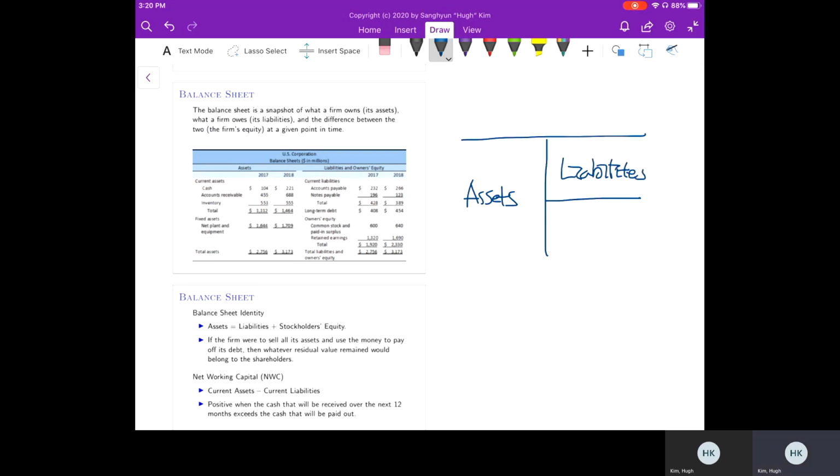and the difference between the two, which is owner's equity at some point in time. The most important thing about the balance sheet is that the balance sheet has to balance, meaning that the value on the left side must equal the value on the right side.